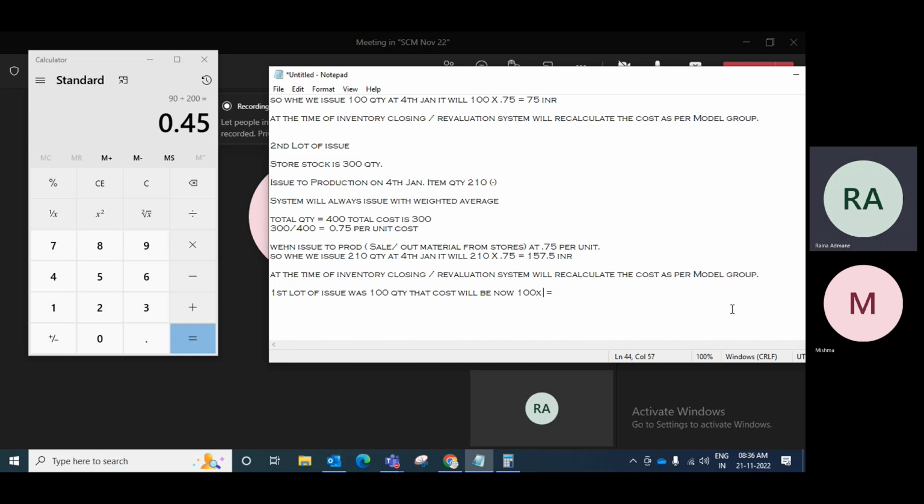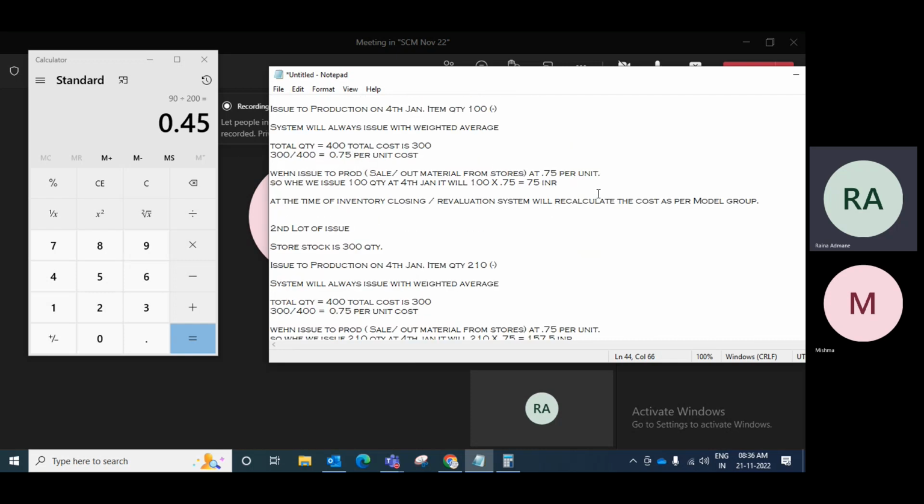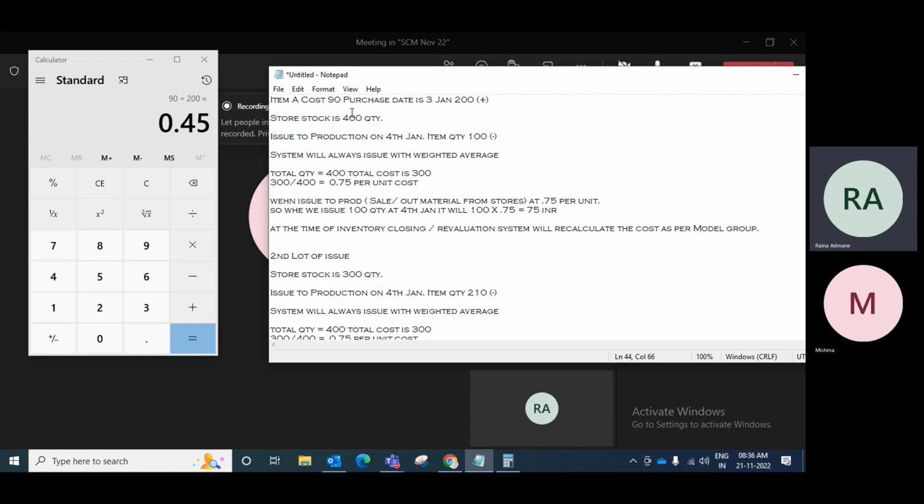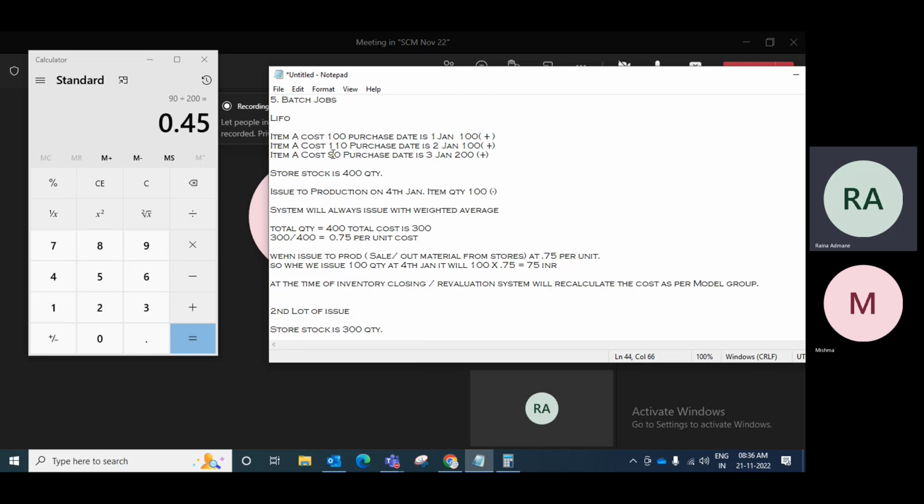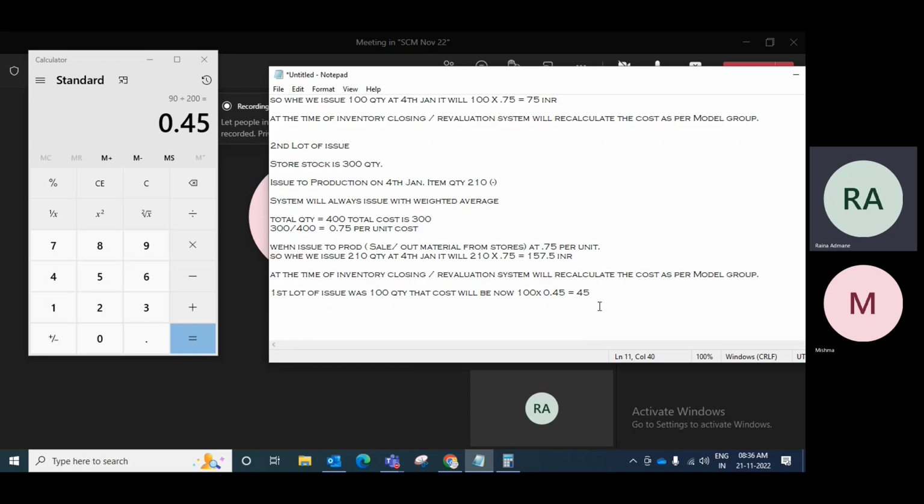100 into 0.45. How much is it? 45 per 100. Correct? So when you issue the first lot of 100 quantity, that will be revalued and costed with the LIFO method. What LIFO says: last in, first out. So your last is 90 and 200 is the quantity. You are issuing 100, so it will be half, which means 45. You understand this 45?